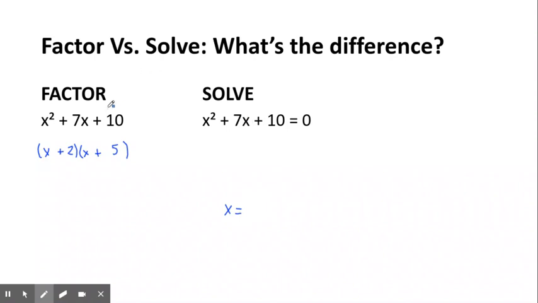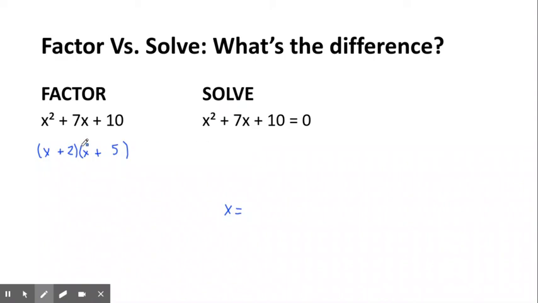The reason I want to talk about the difference between these two is because when students start to see how you solve quadratic equations, they try doing that for everything. So I might ask you to factor something, and they try to say what x equals, but we can't do that if it's not an equation. That's not what factoring means. Factoring just means changing it to multiplication. What we're doing today is solving.